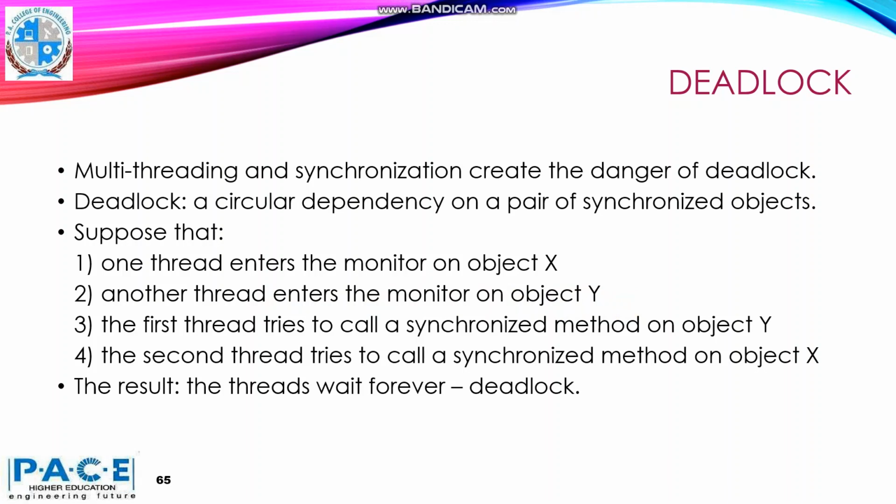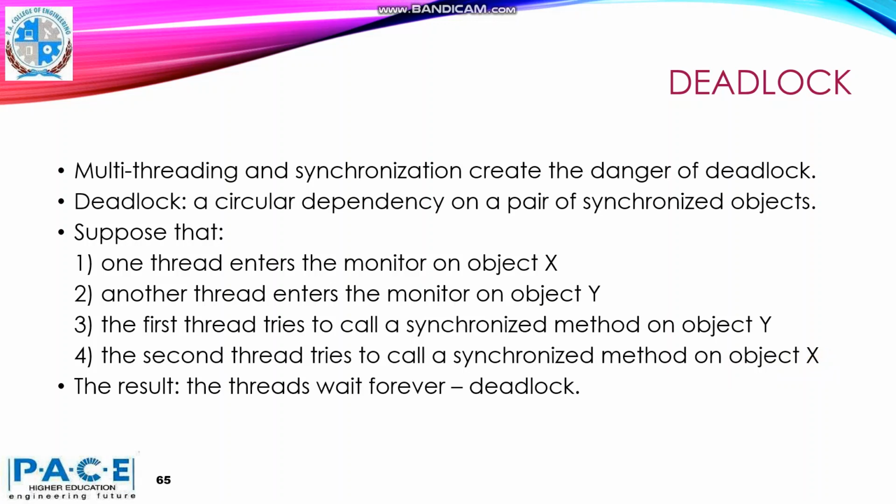Let's say the first thread tries to call a synchronized method on object Y. The first thread has already occupied the monitor on object X and is trying to access the monitor on object Y. The second thread tries to call a synchronized method on object X. The second thread has already occupied the monitor of object Y and is trying to access the monitor on object X. So now there is a circular dependency.